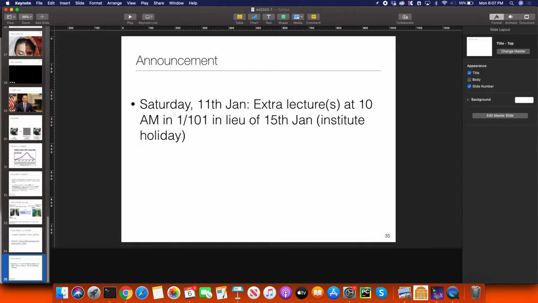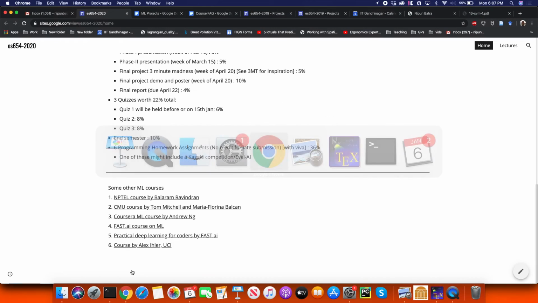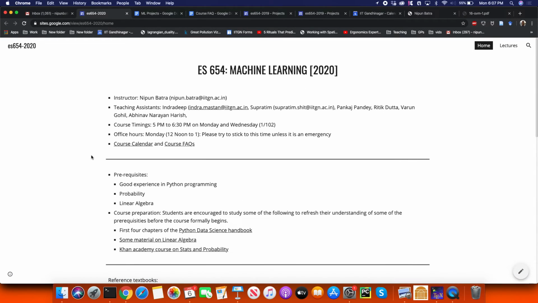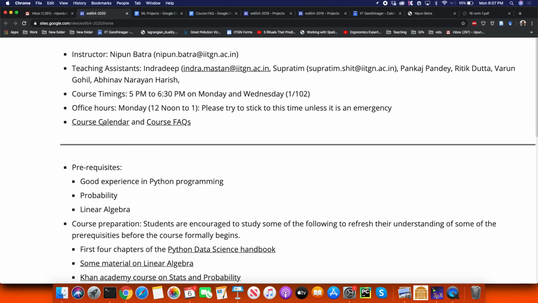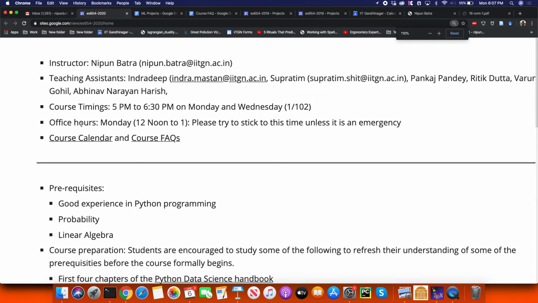Now I'll quickly go over the course policy. So everything is mentioned on the course website. Can everyone see? So the course timings have been mentioned. The office hours are from 12 noon to 1. But again, if this timing does not work for a majority of you, we can change it based on a survey.